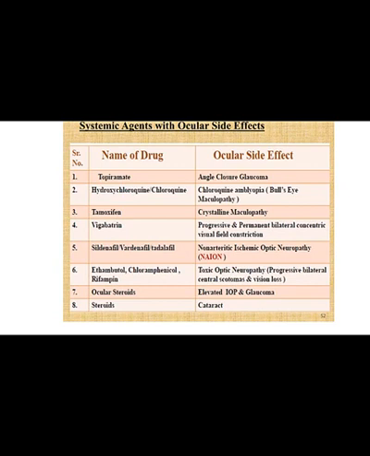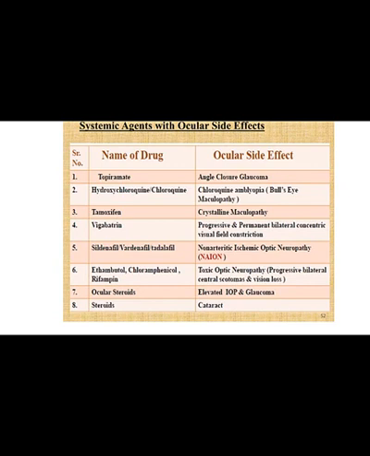Now there are certain drugs which are used systemically and which have ocular side effects, such as topiramate, which causes angle closure glaucoma. Hydroxychloroquine and chloroquine, which are usually used in rheumatoid arthritis, cause chloroquine amblyopia and bullseye maculopathy. Tamoxifen causes crystalline maculopathy. Vigabatrin produces progressive and permanent bilateral concentric visual field constriction.